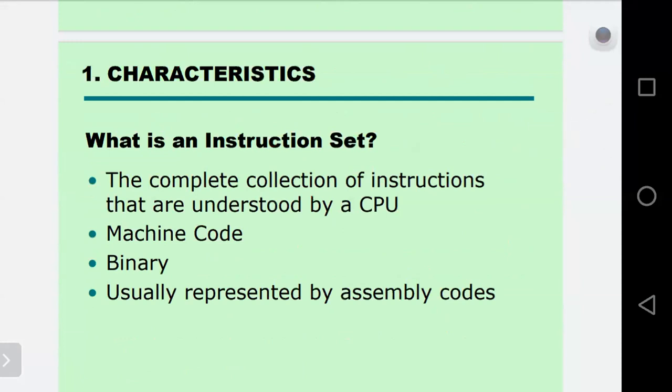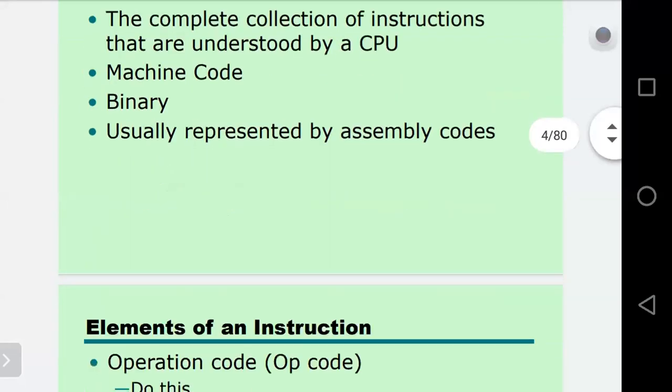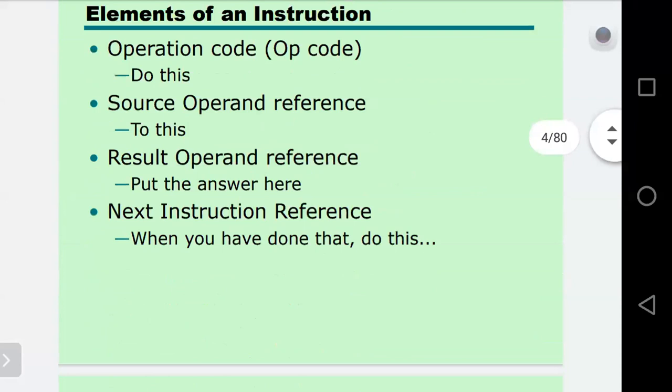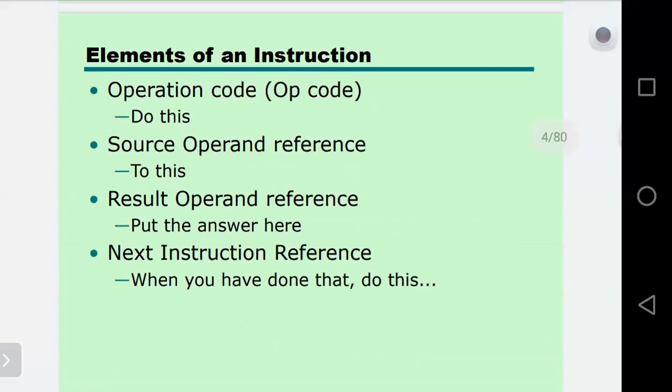We have discussed the characteristics, like what is an instruction set. A complete instruction set is nothing but a set of instructions that are understood by the CPU. The CPU can understand only the instruction that is a binary or machine code instruction, and this instruction is usually represented by assembly language. We have seen what an instruction is. An instruction is made of opcode and operand.